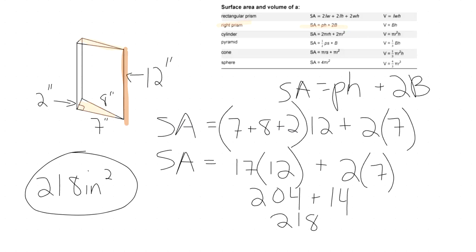Same thing when we do the volumes. When you see that volume formula, big B times H, all you're doing there is taking the area of the base, which in this example was 7. That area of the triangle was 7, and multiplying it by the height, which is 12. So 7 times 12, and you would have your answer for volume. But I'll show you how to do that next, right here.